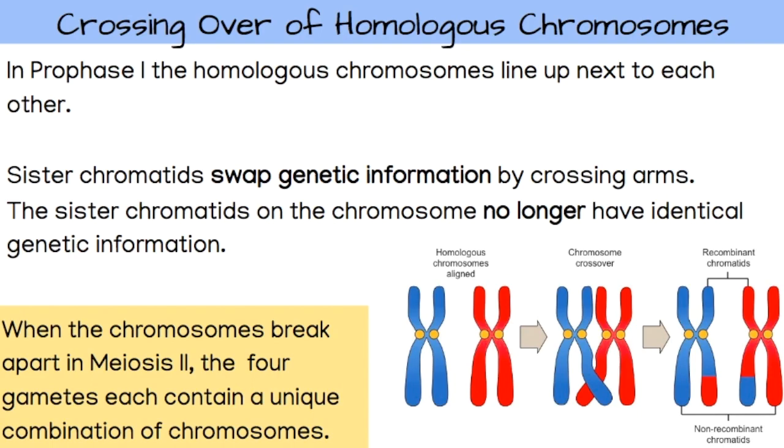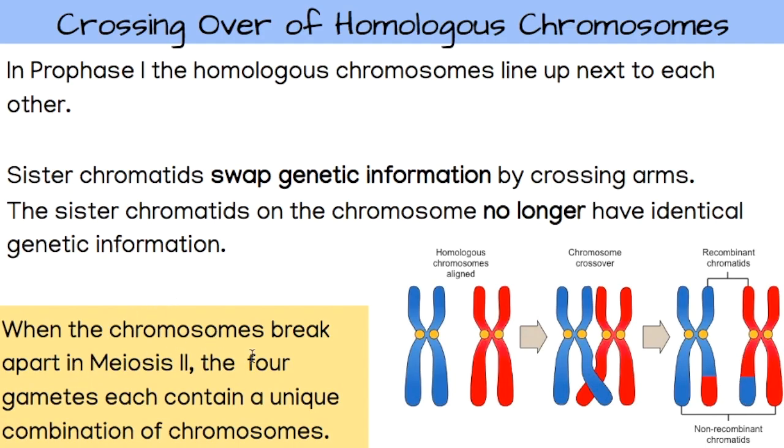Crossing over of homologous chromosomes, continued. In Prophase I, the homologous chromosomes line up next to each other. Sister chromatids, remember those are the identical halves, swap genetic information with their neighbor chromosome by crossing arms. The sister chromatids on the chromosome no longer have identical genetic information from their original. So you can see in this diagram, this side was originally identical to its mirror, but when those two crossed over and swapped, now this has a little bit of genetic information from the red chromosome, this has a little bit of genetic information from the blue chromosome.